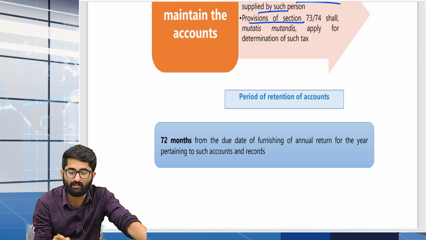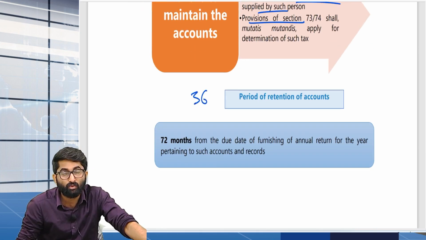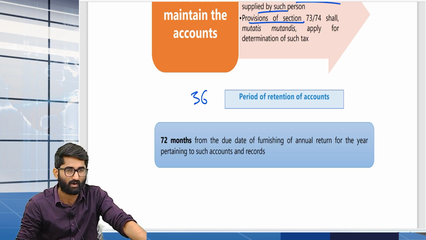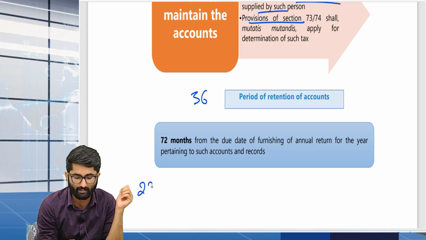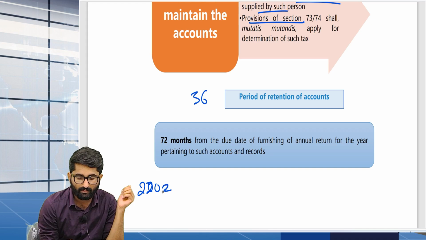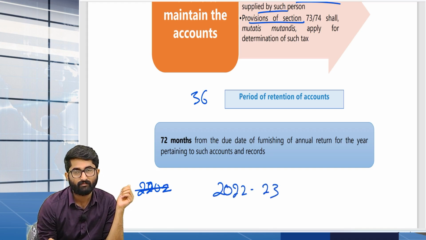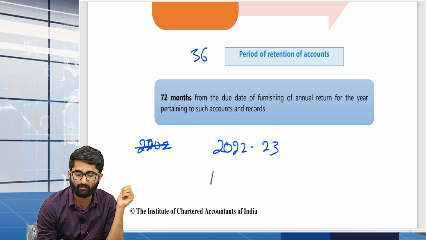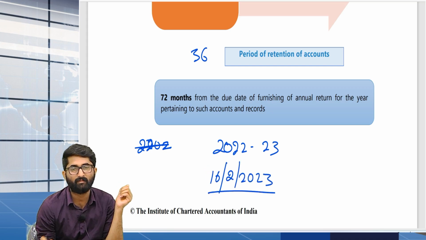Finally, remember section 36 is for the period of maintenance. You have to maintain the books of accounts and records relating to a year. For example, 2022-23. This year you have received one invoice, for example on 16th February 2023.